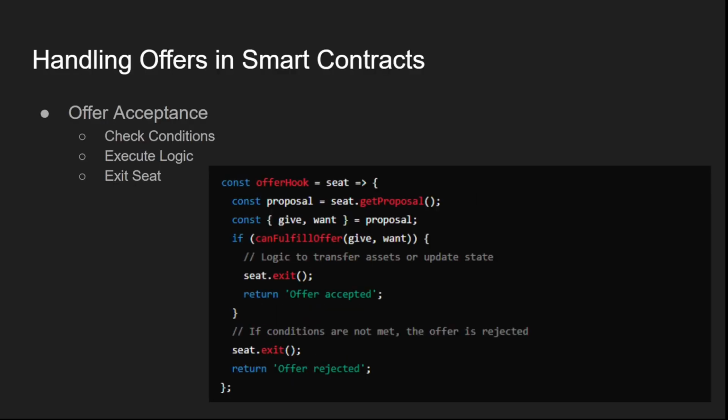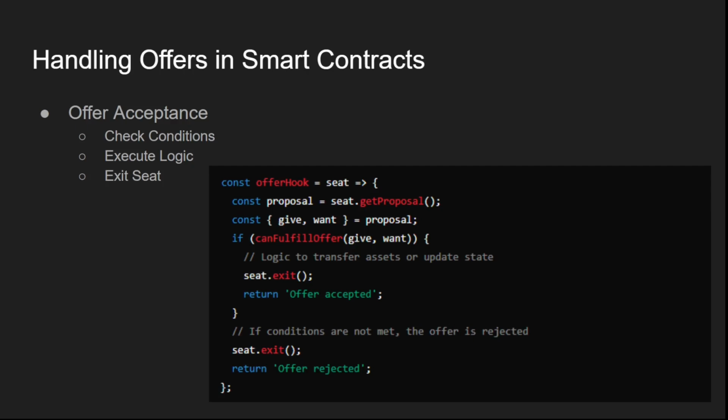Handling offers in smart contracts is a critical aspect of ensuring that transactions are processed correctly and securely. This involves writing contract code that can accept or reject offers based on predefined conditions. Let's explore how to handle offers within Agoric smart contracts.